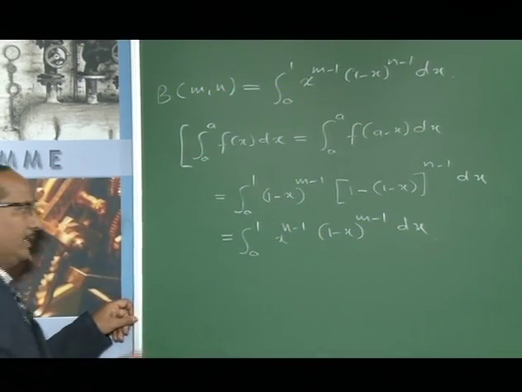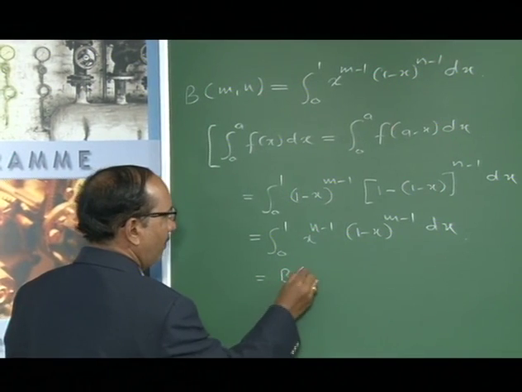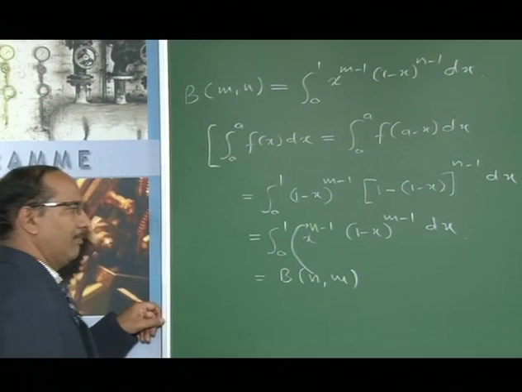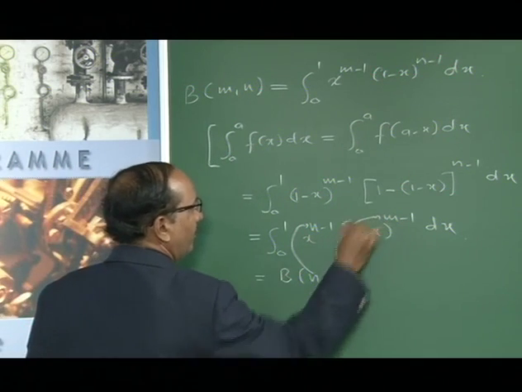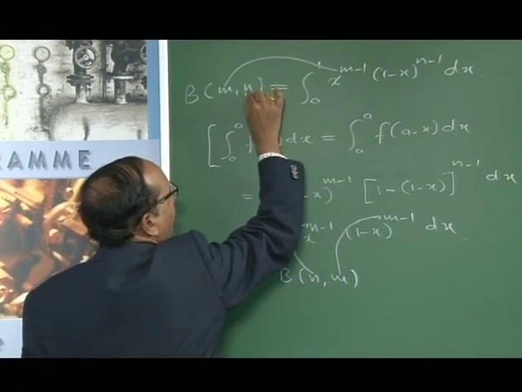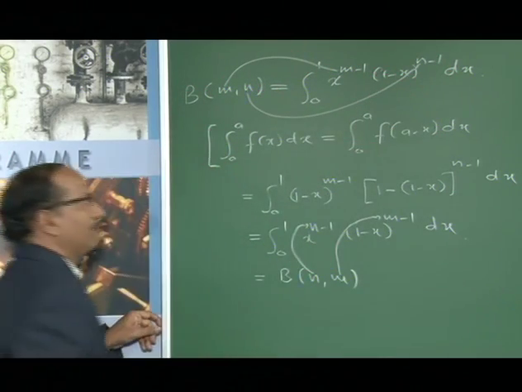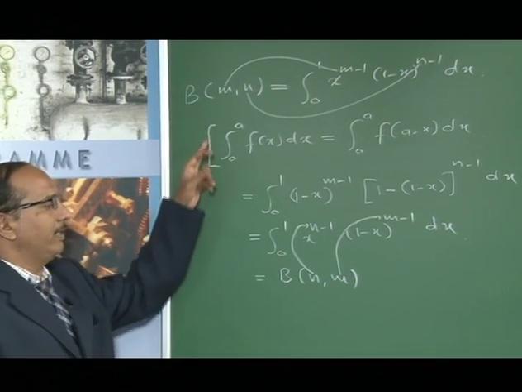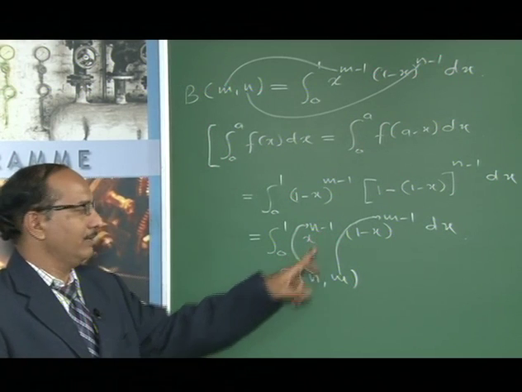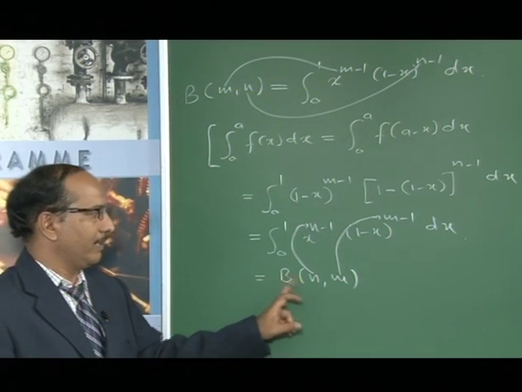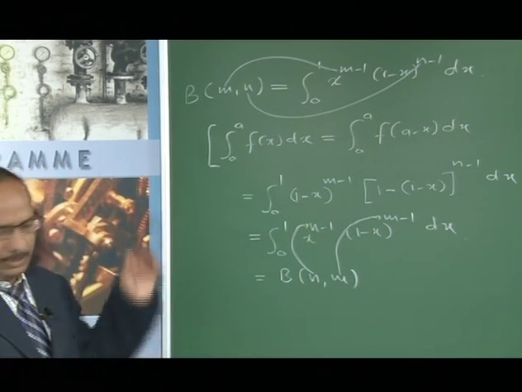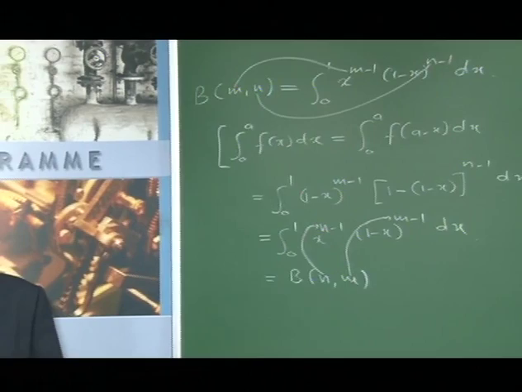So, this we can say is beta nm, where n is the power of x and m is the power of 1 minus x. Earlier, m was the power of x and n was the power of 1 minus x. So, beta mn is nothing but beta n comma m, where the first value in the bracket is the power of x, and m is the power of 1 minus x. So, this is the property: beta mn equals beta nm.